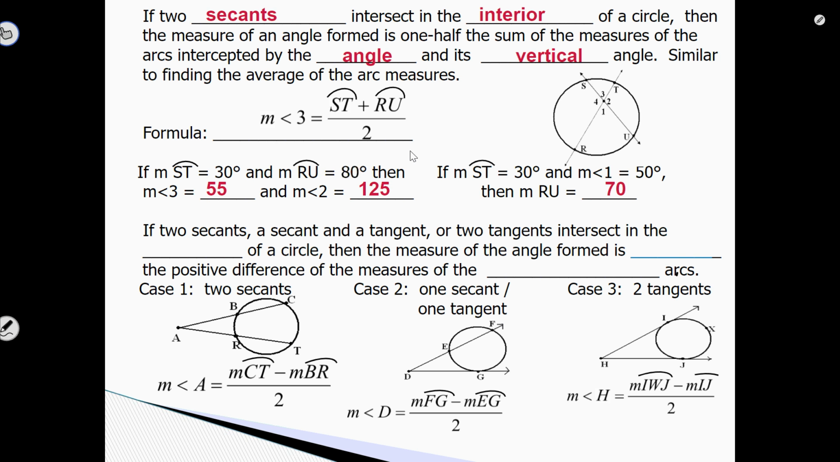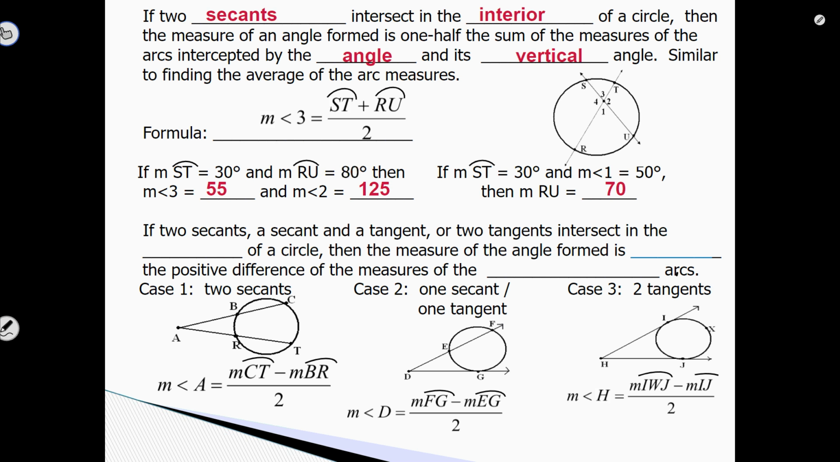Okay. And then our last theorem is going to work if you have two secants, a secant and a tangent, or two tangents. Okay, so this one covers a wide variety of cases. It says if you have any of those combination of lines, they intersect in the exterior of the circle. So outside of the circle is where the lines cross.